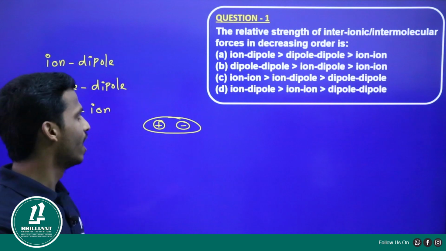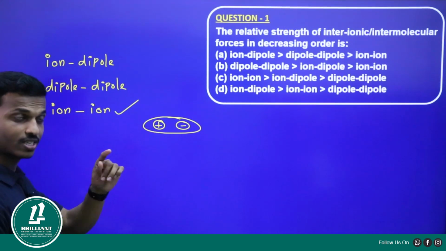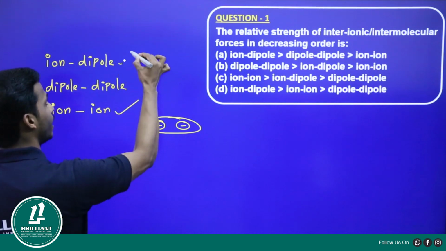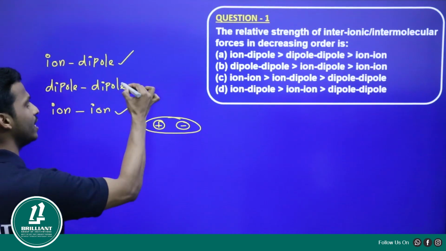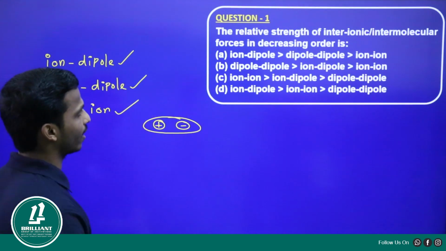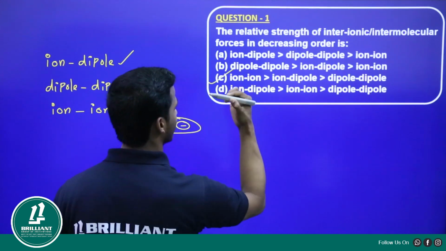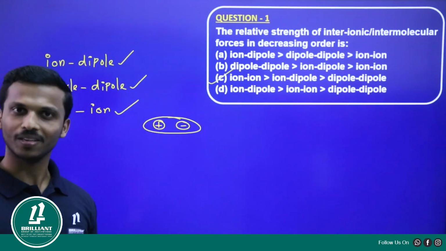So we can say that ion-ion interaction will be greatest in magnitude first, then ion-dipole interaction, and the very least one is dipole-dipole interaction. So the answer we can write as ion-ion, ion-dipole, dipole-dipole. Answer is option C. Right.